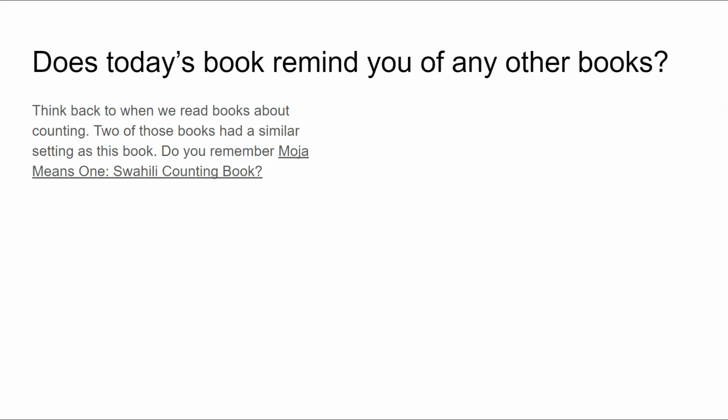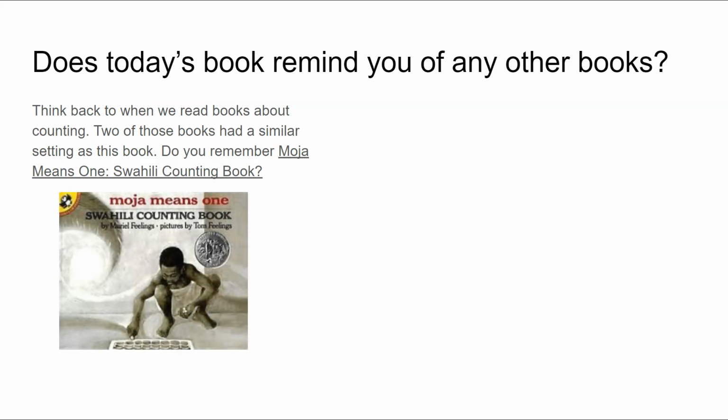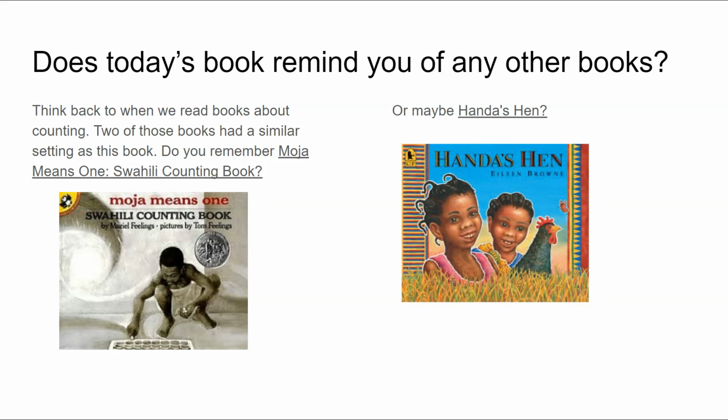Do you remember Moja Means One, the Swahili counting book? Or maybe Honda's Hen? Do you remember the settings in those stories? They looked a lot like the setting in today's story.